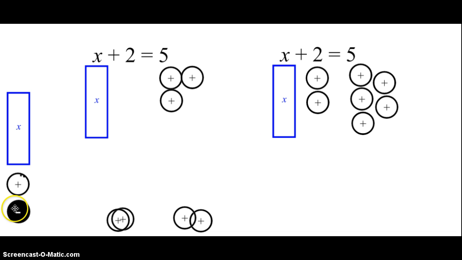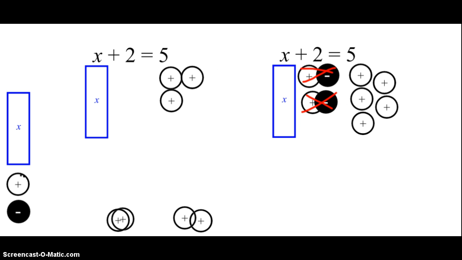To undo a positive counter, I could put a negative counter with it, because you might remember that when you put a positive and a negative counter together, they cancel each other out. They completely go away. So these 2 are going to cancel each other out. So if I put another negative counter with this one, essentially those 2 go away again, which means I'm done with those 2.